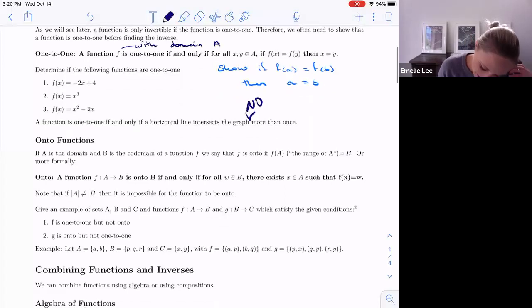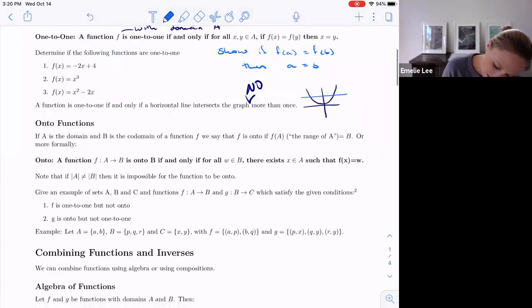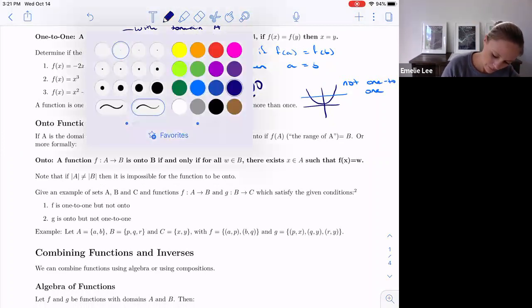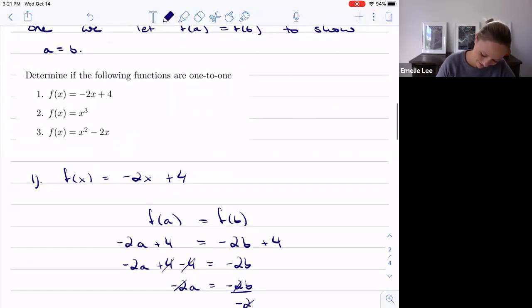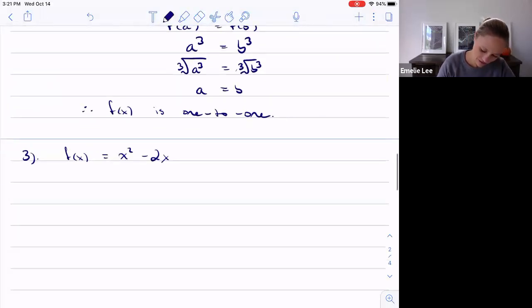So, for example, right, if you've got a parabola, something that looks like this, right, this is not one-to-one. It's important. No more than once. Probably should have proofread my notes. No, I would have missed it anyways.